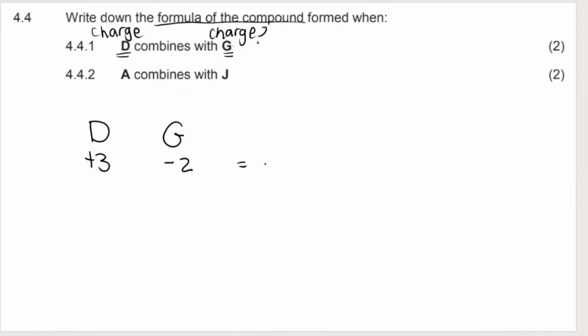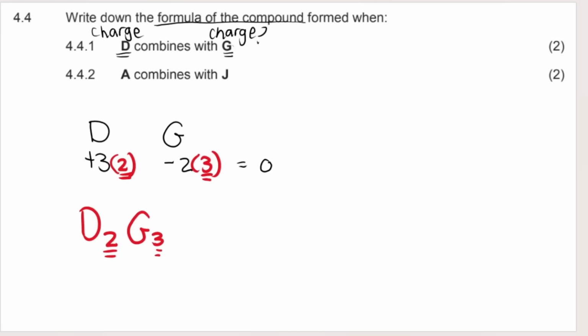Remember, I need to make a neutral compound with an overall charge of 0. In order to do that, I need to find the lowest common multiple, which is 6. So I need to multiply this one by 2 and this one by 3. So I'm going to have D2G3. The little number you put here is whatever you multiply the charges by.